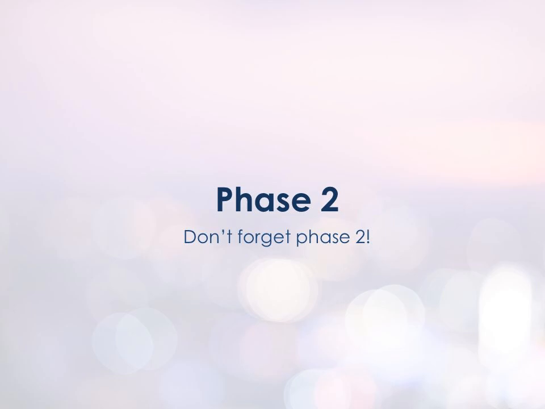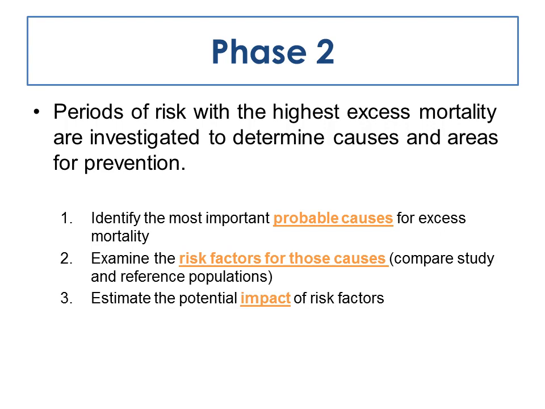Okay, so then we're moving on to phase 2. A lot of people like to stop at phase 1, but please do not. It was very helpful to go into phase 2, because this is where you get to those actionable stages of looking at risk factors and targeting your intervention. For phase 2, you take the periods of risk with the highest excess mortality, and then you look at causes and areas for intervention. So you look at risk factors, you look at causes of death, and then you estimate the potential impact of those risk factors.